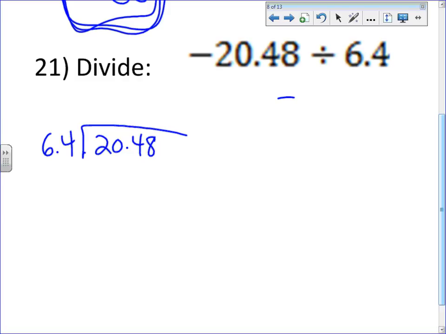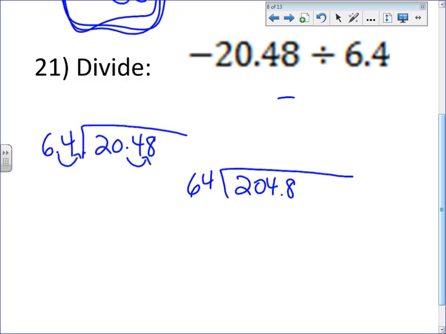Problem with this is I cannot have a decimal on the outside of the box. So I move it once to the right. So on the inside I need to move it once to the right. So now it gives me 204.8 divided by 64.